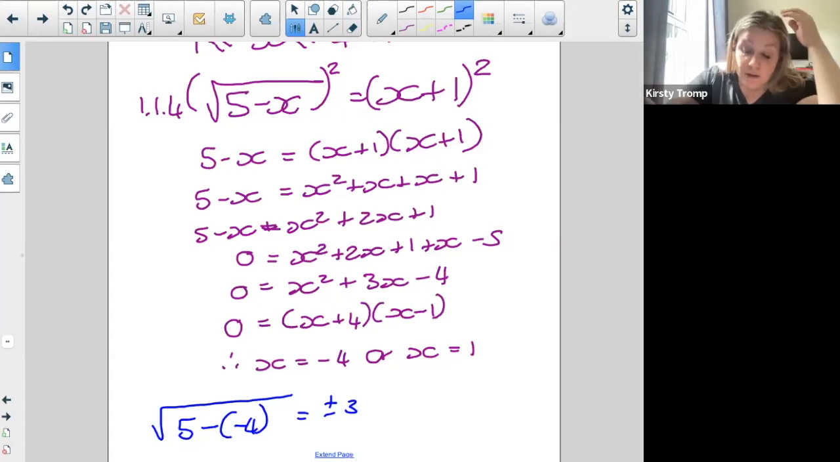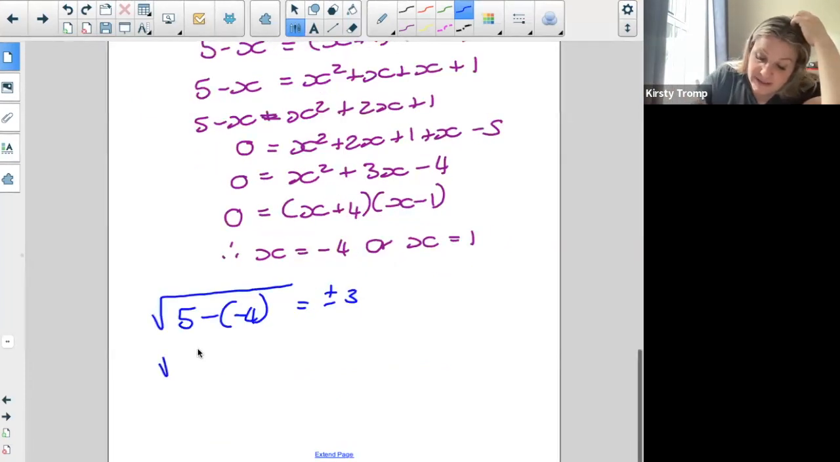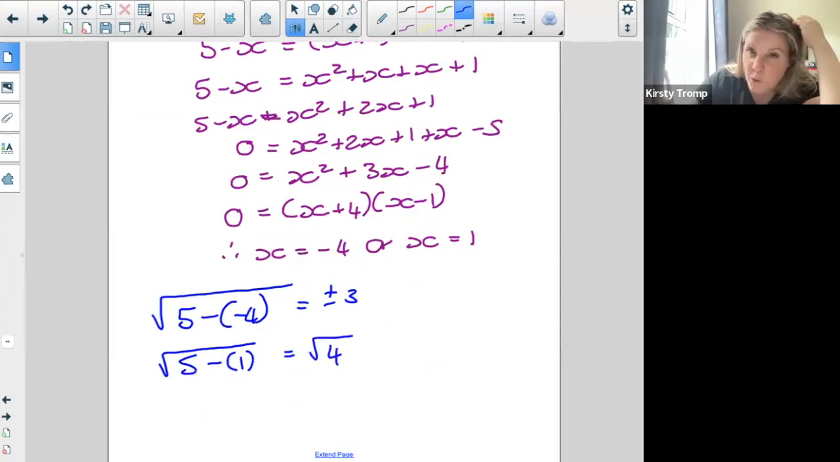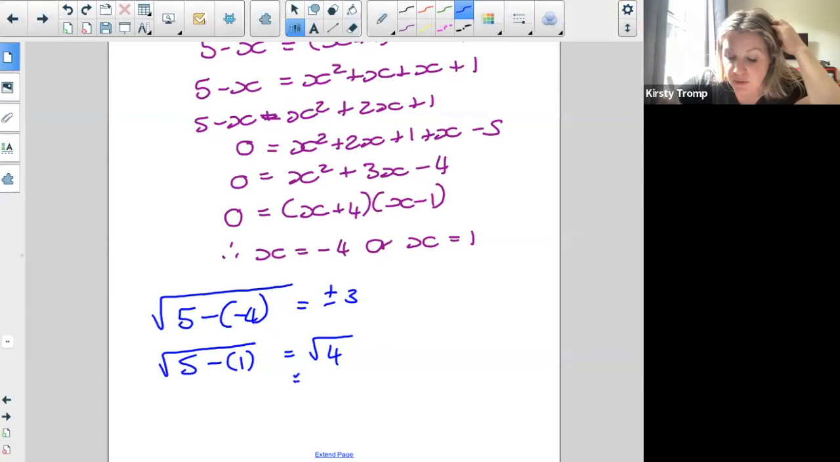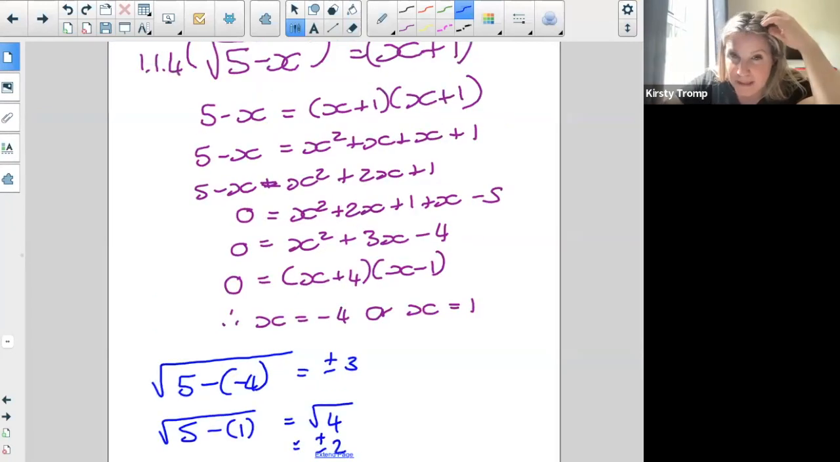If I had 5 minus 1, it would give me the square root of 4. What's the square root of 4? Square root of 4 is plus or minus 2, and 1 plus 1 gives me 2. Am I happy with x equals 1?